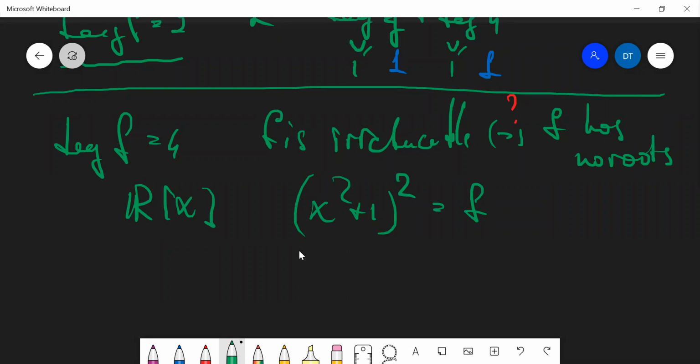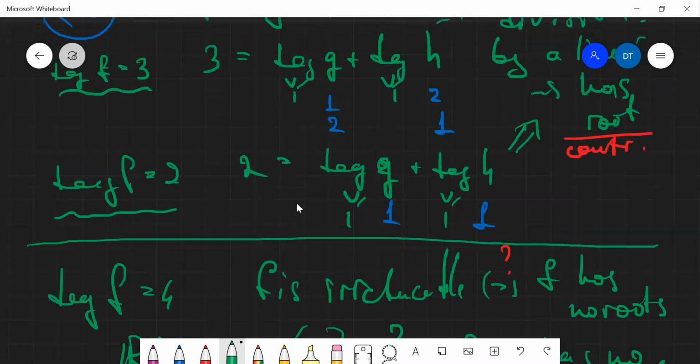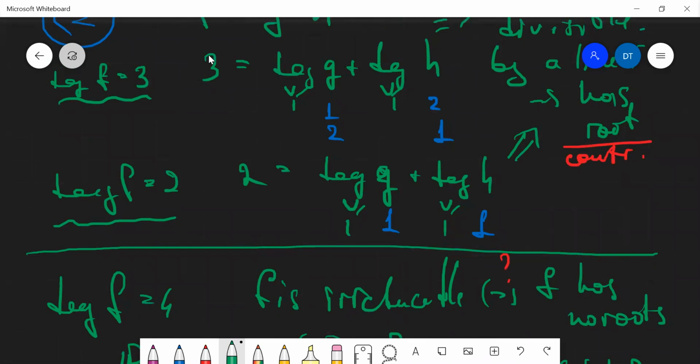It's presented as a product of two irreducible polynomials of degree 2, but it has no roots in real numbers. So it has no roots, but it's reducible. So the latter claim holds only for the polynomials of degree 2 and 3. And the reason why the proof doesn't work is because when you have degree 4, there is a third option where the degree of g is 2 and the degree of h is 2. Then your polynomial is divisible by a quadratic polynomial, and that doesn't mean that your polynomial has a root.